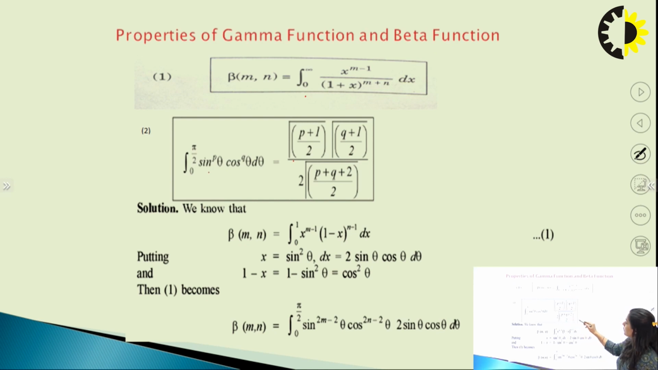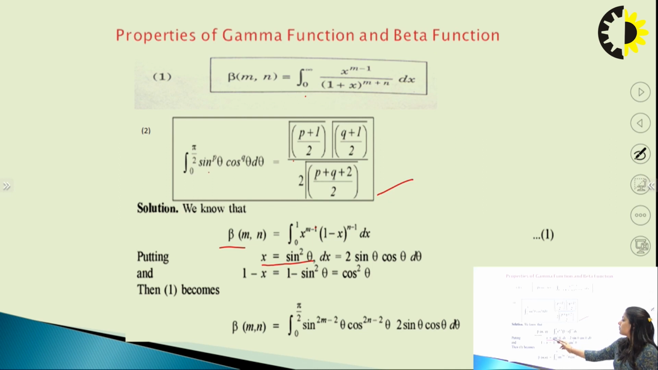Now to prove this property, we already know that by the definition of beta function, beta(m, n) is equal to the integration from 0 to 1 of x^(m-1) (1-x)^(n-1) dx. Now we will put x equal to sin^2 theta. We will convert this integration into the polar form.